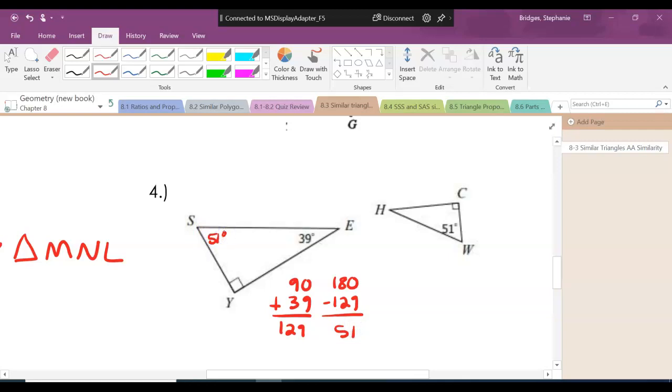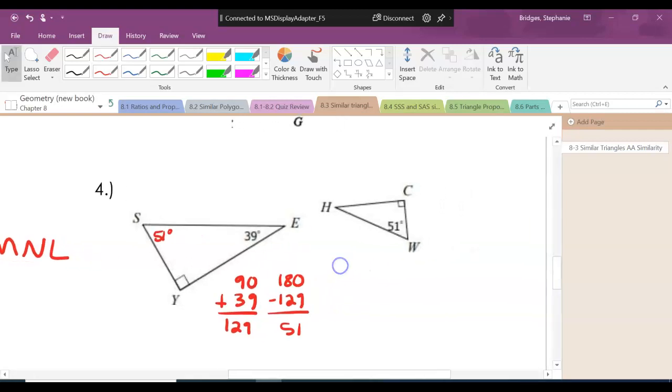So let me ask you this. Do I need to figure out what angle H is, or can I already say that these triangles are similar? I can now say that they are similar because I figured out that angle S is 51, which is the same as what angle in the other triangle? W. And then Y and C are both 90, so those are the same, right? You could go ahead and figure out H, but there's not a need because I already now see two congruent angles. So these are also similar.